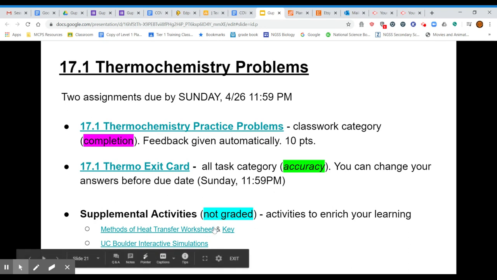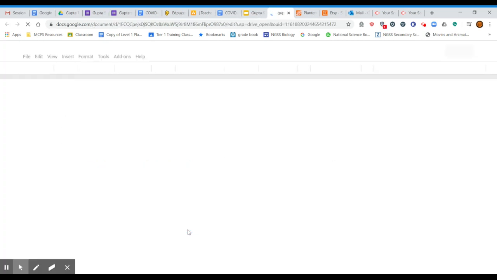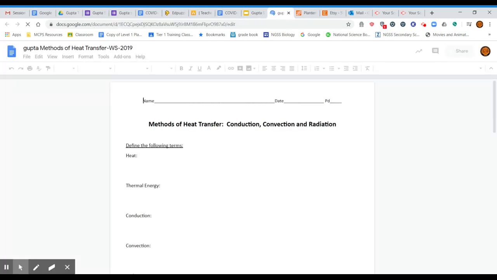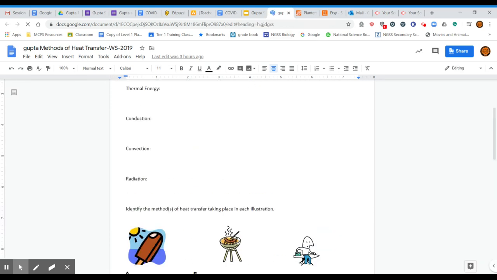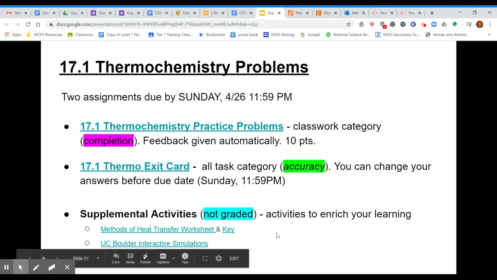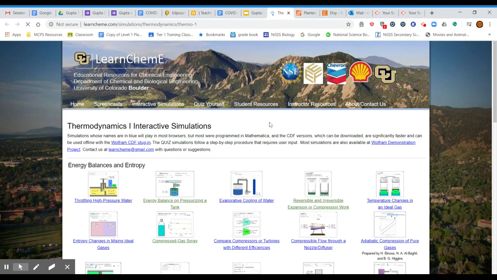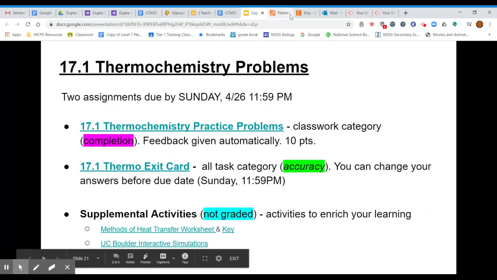There will be supplemental activities which will not be graded, which I'm adding to enrich your learning. Look at this worksheet that I've added, which you can review and do in your Google Docs, share it with your friends, and I'll be attaching the key also so that you can review your definitions, your terms. There are simulations that I've added here, which you can play and have hands-on activities to enhance your learning.